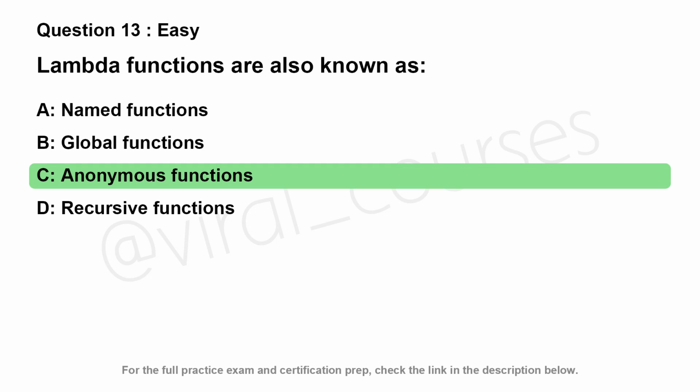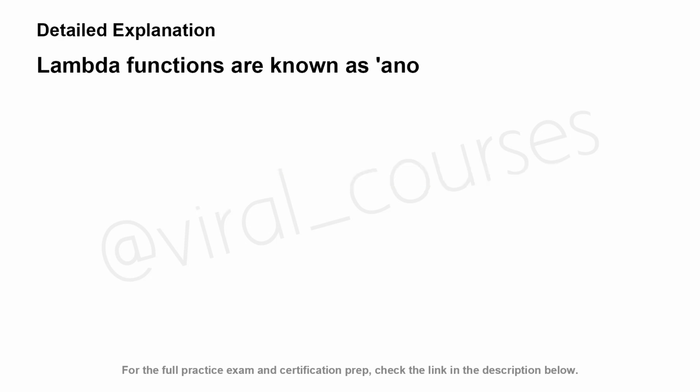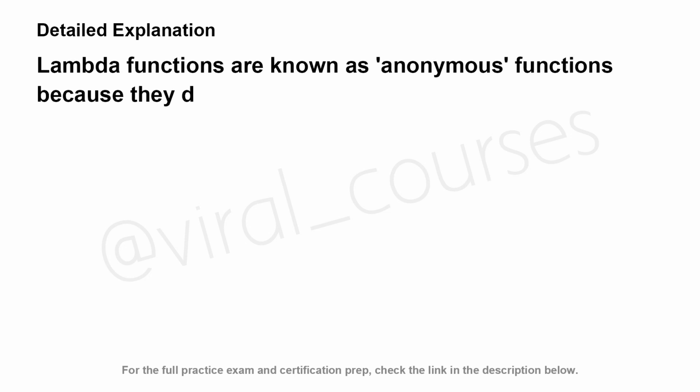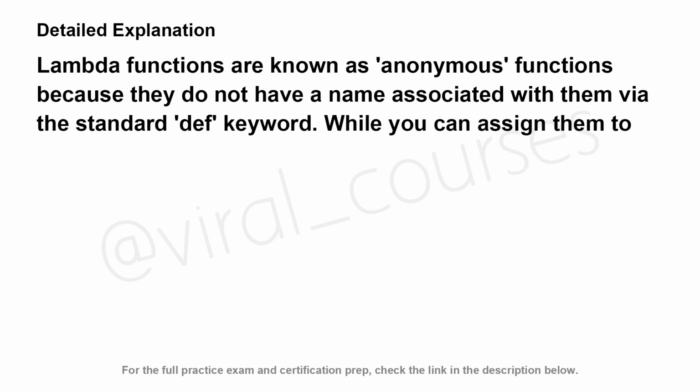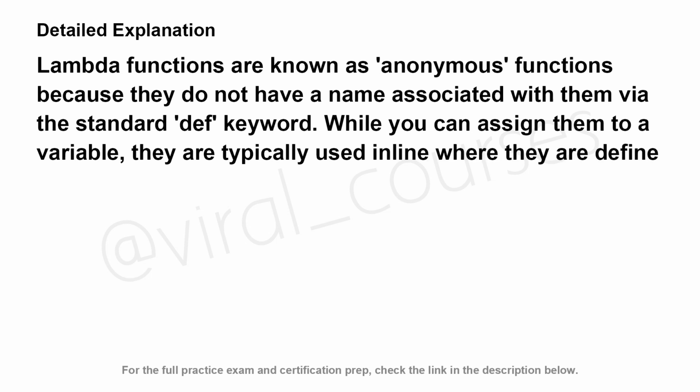The correct answer is C. Lambda functions are known as anonymous functions because they do not have a name associated with them via the standard def keyword. While you can assign them to a variable, they are typically used inline where they are defined.